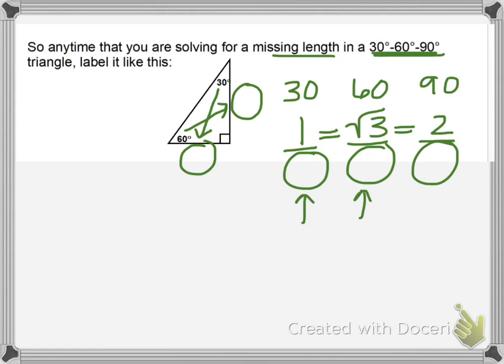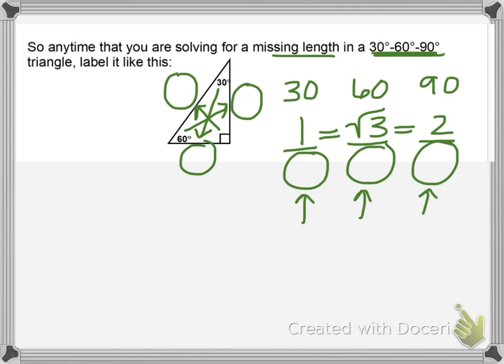It's very important not to get these two mixed up. And then the side across from the 90 is our hypotenuse. That's a little bit easier to recognize. That's always going to go in the denominator of the last fraction. Once you've got these three side lengths in the right spot, whether they're variables or numbers, then you are ready to make some proportions.